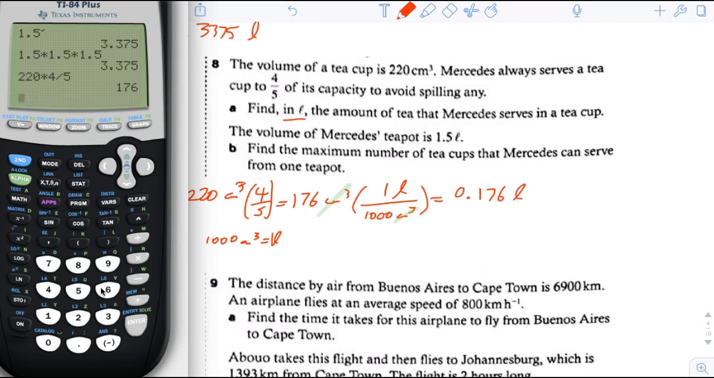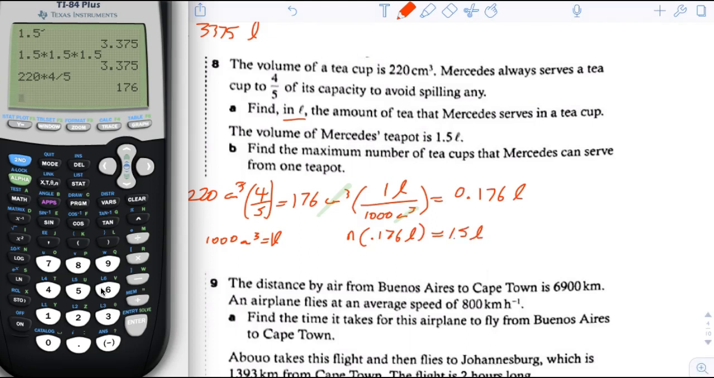Part B. The volume of Mercedes' teapot is 1.5 liters. Find the maximum number of teacups that Mercedes can serve from one teapot. Okay, so you could do this with algebra or without algebra. If you were going to do it with algebra, you would say, I want to know the maximum number of teacups, so we'll call it N, times 1 teacup, 0.176 liters, is equal to 1.5 liters.